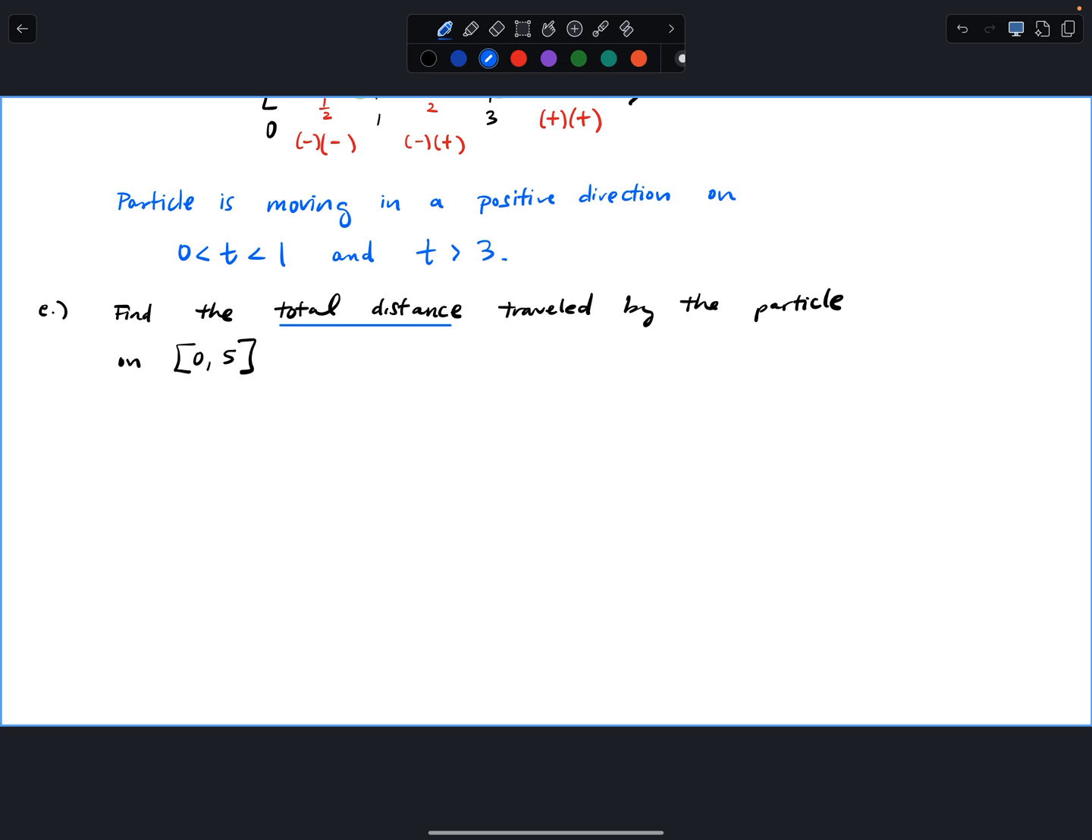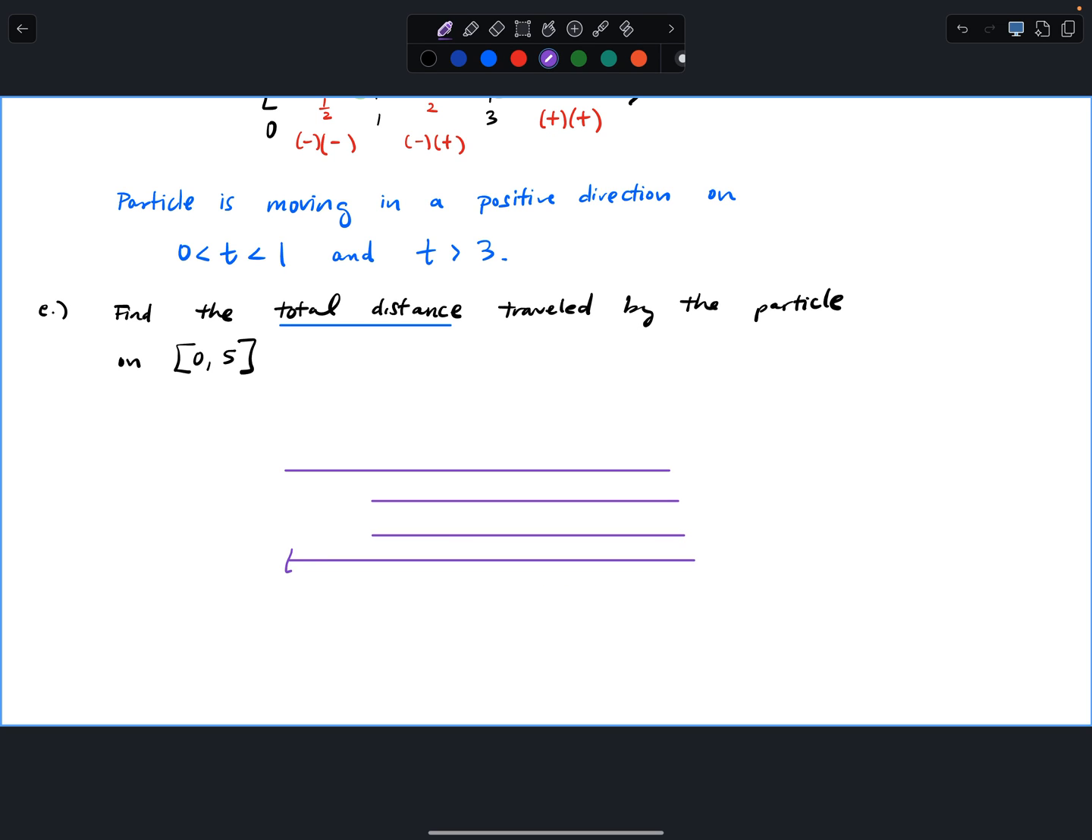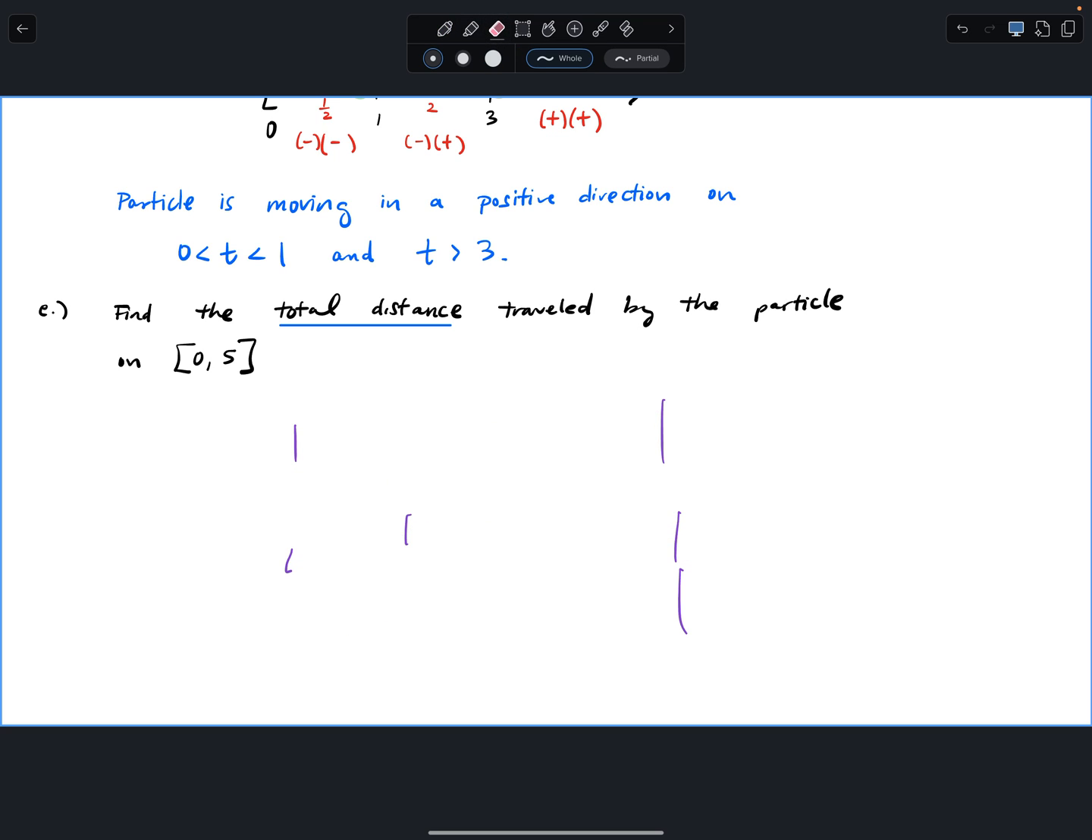That's the difference. Displacement is basically if I went positive and then negative and then positive again and then back to here. So the displacement would be 0, but the distance traveled would be this distance plus that distance plus that distance plus that distance. Does that make sense? Okay. So whenever it asks you about total distance, we need an absolute value.